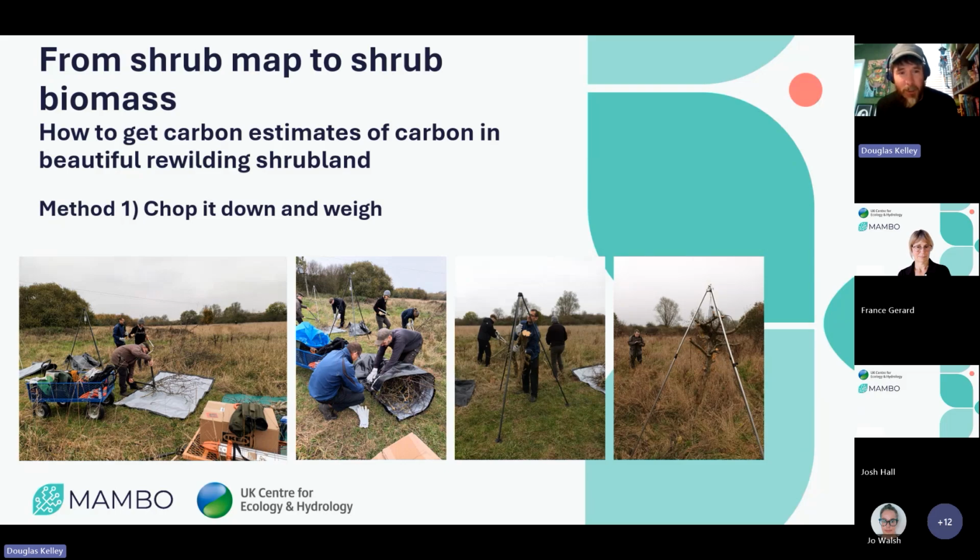There are three problems with this. First off, it's a lot of work. Second off, you start feeling guilty for chopping down all your shrubs. And third off, once you chop them down, you no longer have any biomass. So you can't rely just on that. I think the answer is going to be using drone imagery in the end, but we'll get to that in a bit.